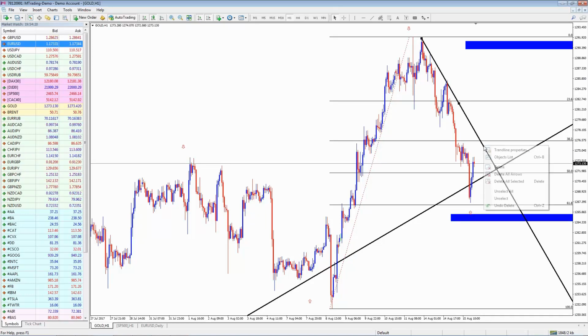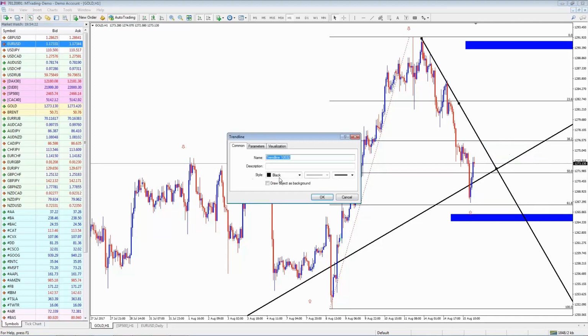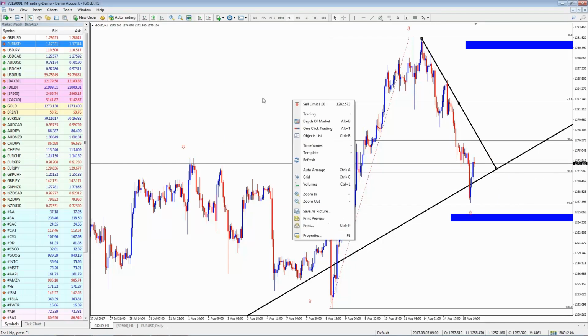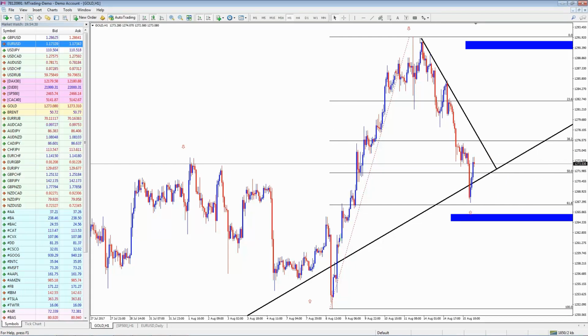What I want to do is extend this level. Let me just go into options, go to parameters, let's remove that ray. There we go. Okay, so that is my counter trend line now. I could look for a potential break through this level, which will also indicate a break through the 38.2% level on the Fibonacci, that being a major Fibonacci level. So if we break through this counter trend line and the Fibonacci, that could be my indication of a potential long.